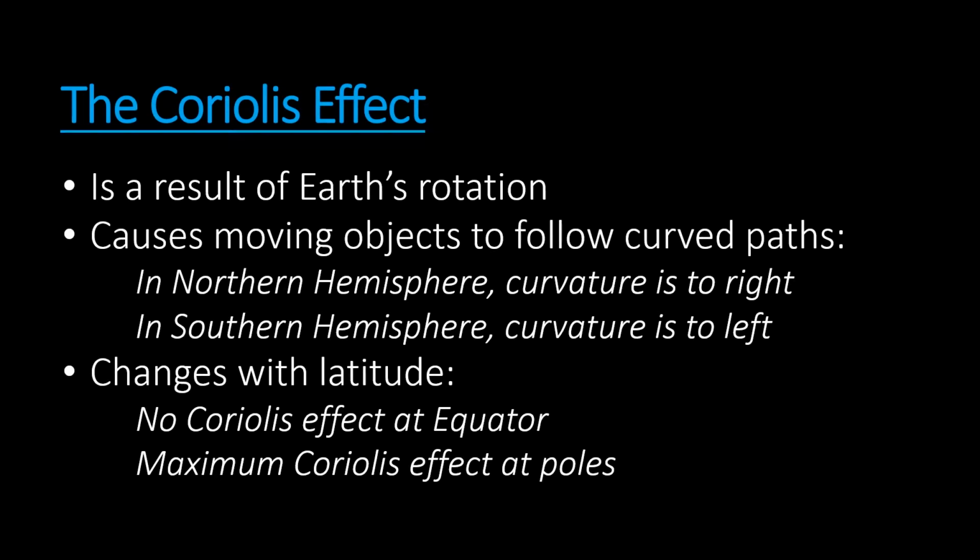So the Coriolis effect is a result of the Earth's rotation, causing moving objects to follow curved paths. In the northern hemisphere, the curvature will be to the right, and in the southern hemisphere, the curvature is to the left. Now, there are some changes with latitude.